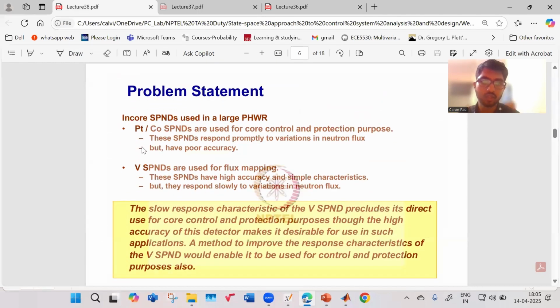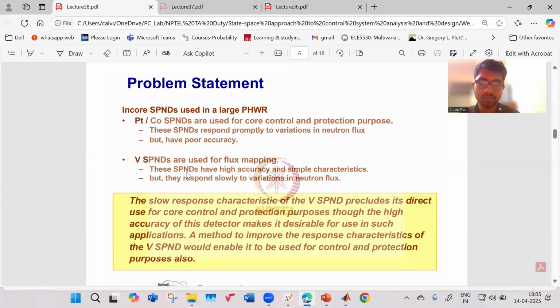You will see the vanadium SPND. They are used for providing highly accurate measurement of the neutron flux density, which has to be measured. The other detectors are very fast and can respond in a very fast manner, so they are used for protection purposes, in case the flux density has increased a lot or become very low. However, the vanadium SPND is a bit slower. It has high accuracy, but it responds slowly to variations in neutron flux.